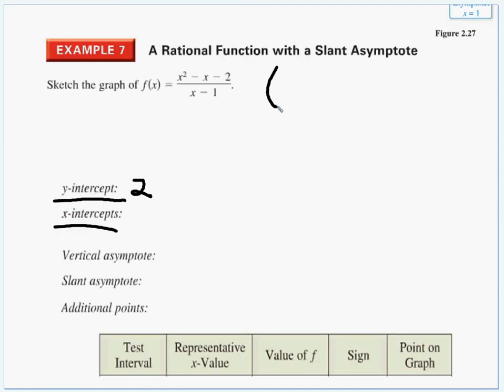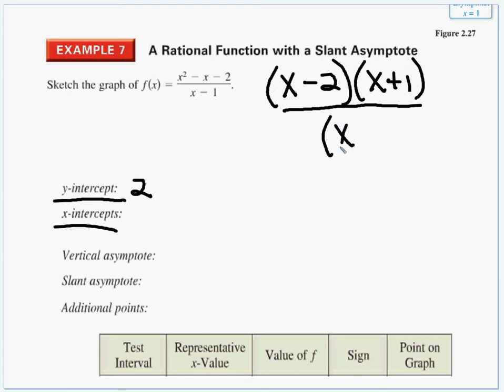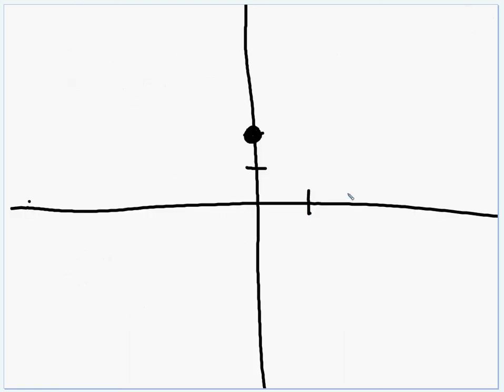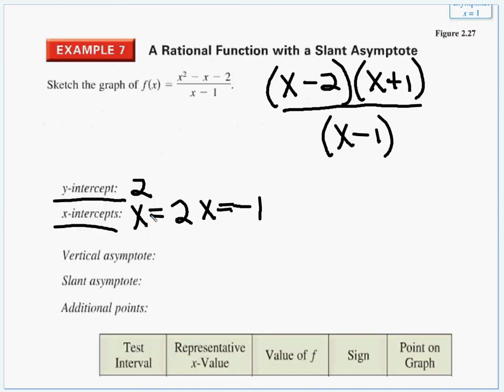X-intercepts. Let's factor the numerator. That's going to be what? An x minus 2 and an x plus 1. Our denominator is x minus 1. Nothing is going to cancel. So x-intercepts, if we set the numerator pieces equal to 0, we'll get x equals 2 and x equals negative 1. So 1, 2 and negative 1 are x-intercepts. Oops, wrong way. Vertical asymptotes, set your denominator not equal to 0, and you'll get x cannot equal 1. That's our VA.